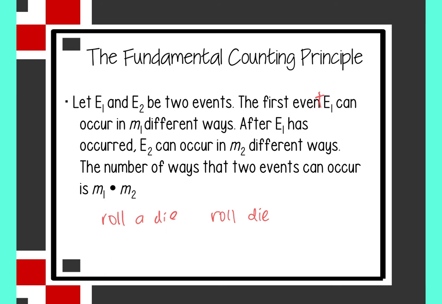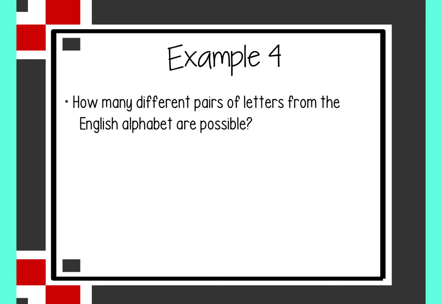So "and" means multiplication. All right, example 4. How many different pairs of letters from the English alphabet are possible? So here's what you don't want to do. A, B, C, D, E, F, G, H, I, J, K, L, M, N, P, Q, R, S, T, U, V. And then go A with B, A with C, A with D. And standardized tests love that stuff because it's a waste of time, right?